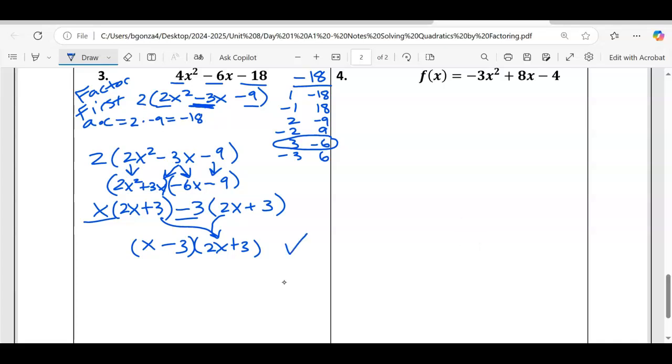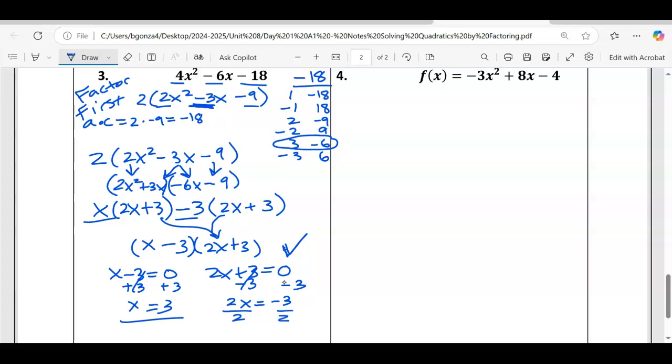So I've factored, cool, and now I've got to solve. So x minus 3 equals 0, 2x plus 3 equals 0. What do I do? The opposite, add 3 to 0, and I get x equals 3. Now this one's a two-stepper, so get rid of the loner, minus 3 first, 2x equals negative 3. Then I divide by this coefficient 2, and I get x equals negative 3 over 2.